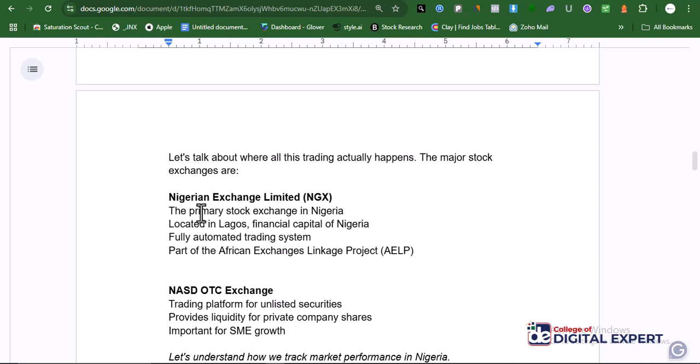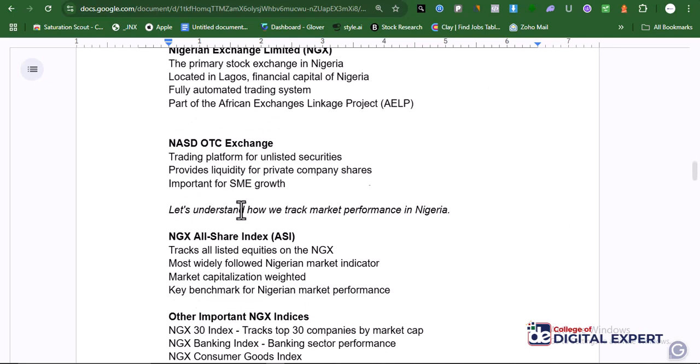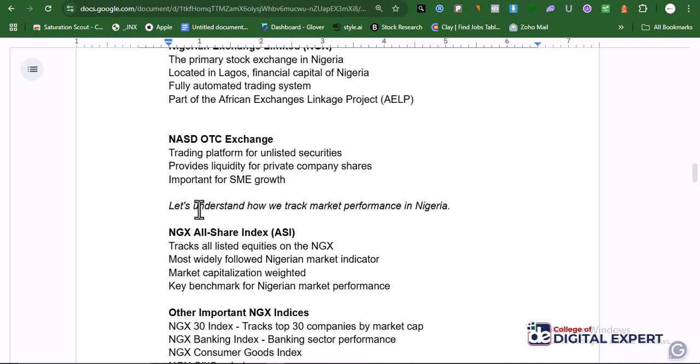But be rest assured that penny stocks are not guaranteed, because if the company crashes, if the company goes down, you get to lose your money. But with the Nigerian Exchange Limited, the NGX, regulated by the SEC, the companies listed there are more visible organizations. They can go bankrupt, but the chances are very low, and there is also insurance for the organizations. Now let's understand how we track performance in the stock exchange market in Nigeria. Now we have the NGX All-Share Index.